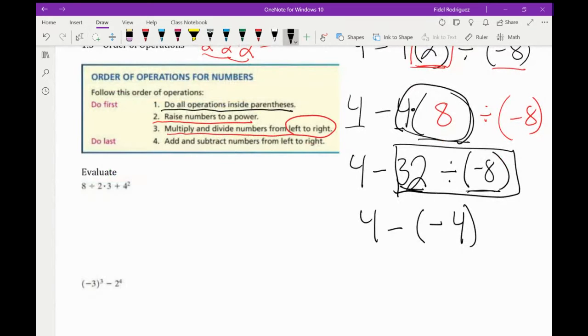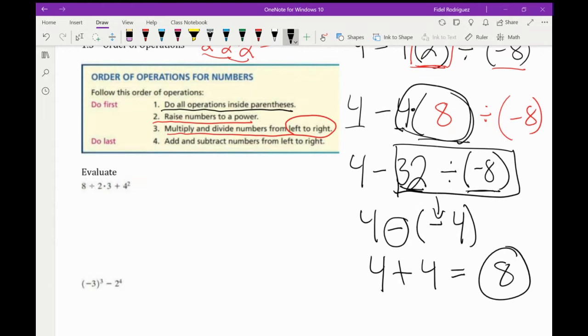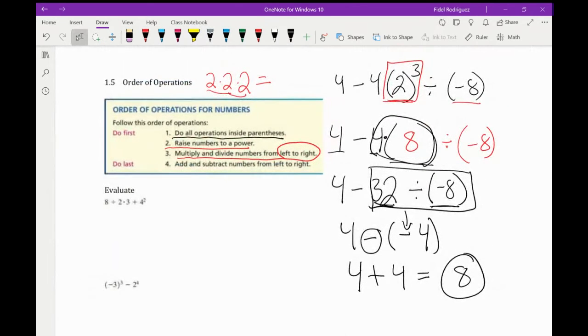And then my last step is, remember, if I'm subtracting, I leave the first number alone. I change the subtraction sign to a plus, and then I have to change this sign here. So that's going to be 4. So 4 plus 4 is going to leave me with 8. Okay. And so when I'm doing these types of problems now, I'm really going to try to go through those order of operations, those 4 steps, and making sure that I'm following each of those steps in that particular order.